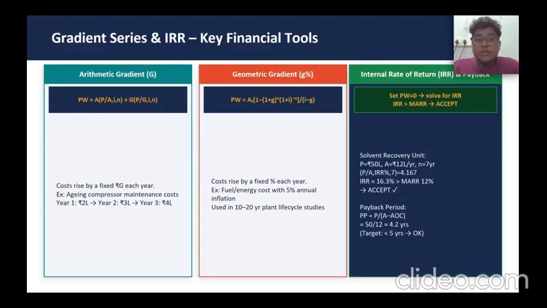Real plant costs don't stay constant, they escalate. So gradient series handle this. An arithmetic gradient adds a fixed rupee amount G each year, like an aging compressor needing increasingly expensive maintenance. A geometric gradient applies a fixed percentage increase, common for fuel and energy costs with annual inflation.